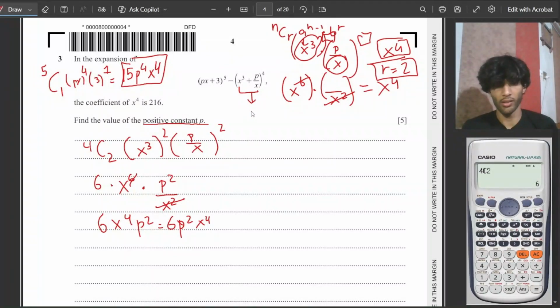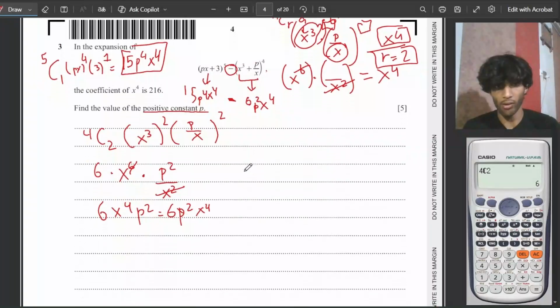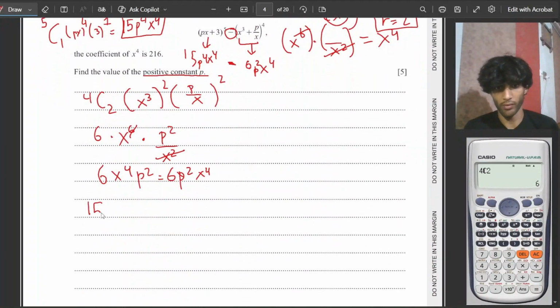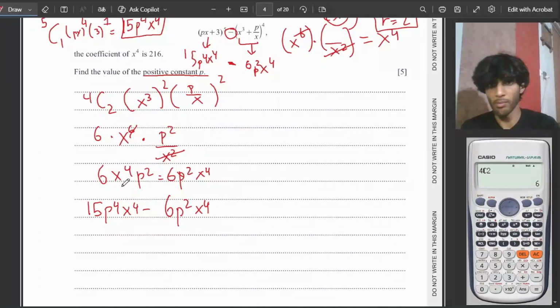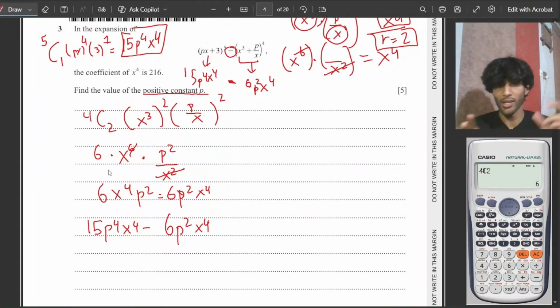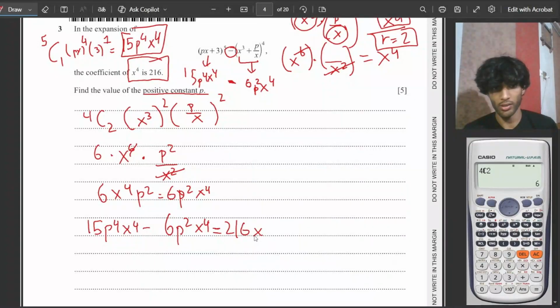Okay, so from over here, the term I get is 6p squared x to the power 4. From over here, I get 15p to the power 4 x to the power 4. And remember, there's a negative sign over here, so this term is going to become negative. So now I have 15p to the power 4 x to the power 4 minus 6p squared x to the power 4. And remember, they tell me that when you equate these two x to the power 4 terms from each bracket, you're going to get this term, 216, so this all should be equal to 216 x to the power 4.